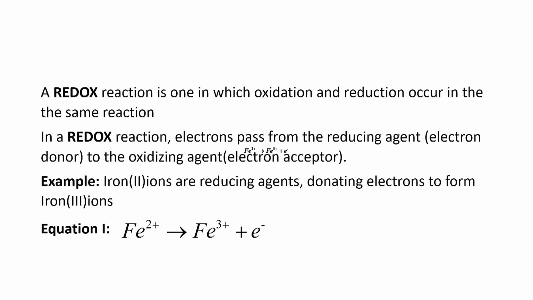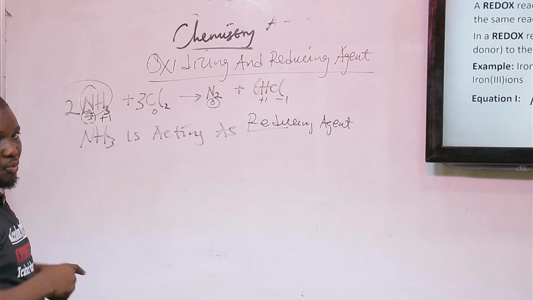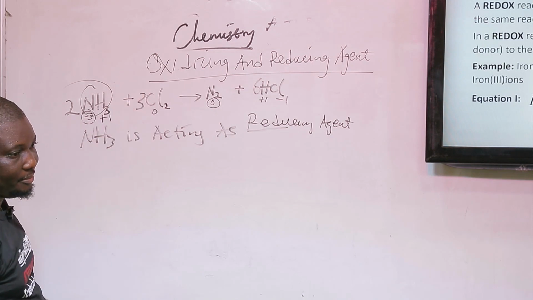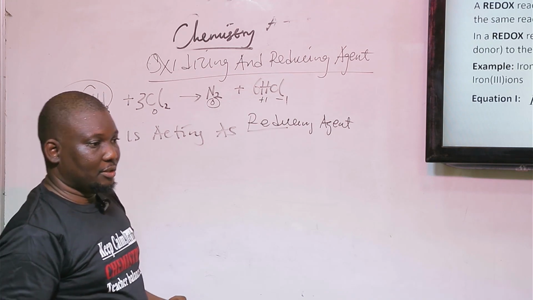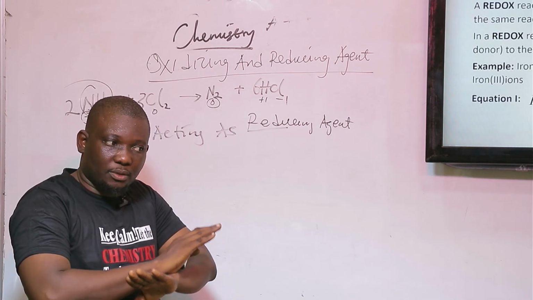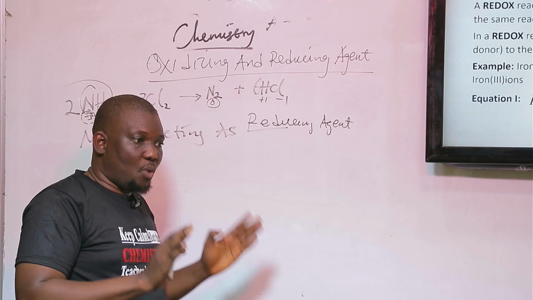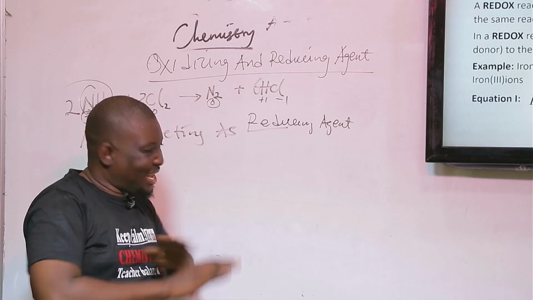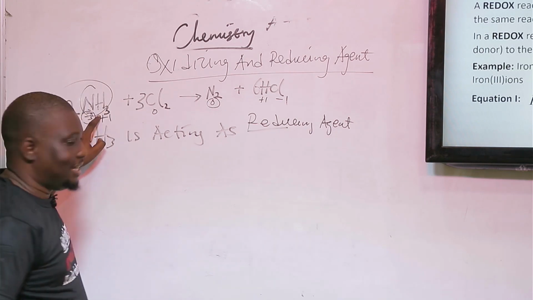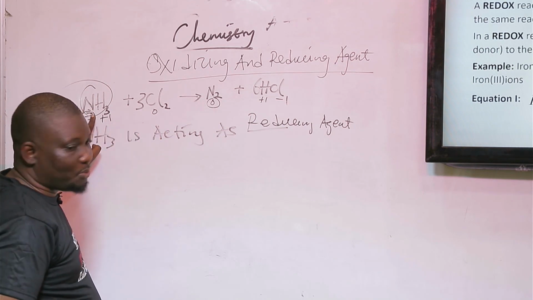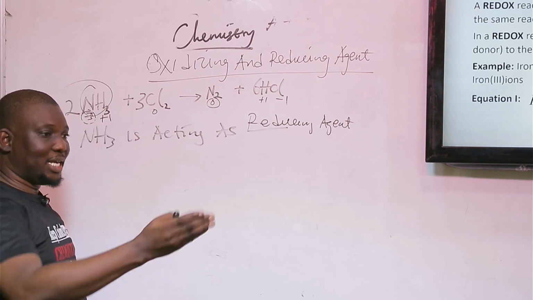I ask, which one transfers the electron here between this and this? Ammonia. Which one is getting the electron here? Chlorine. That is from the definition. We define reducing agents as electron donors, while oxidizing agents are electron acceptors. That's very simple, very basic. So with this, you now know that electrons are being transferred from the reducing agent to the oxidizing agent. I'll give you an example.